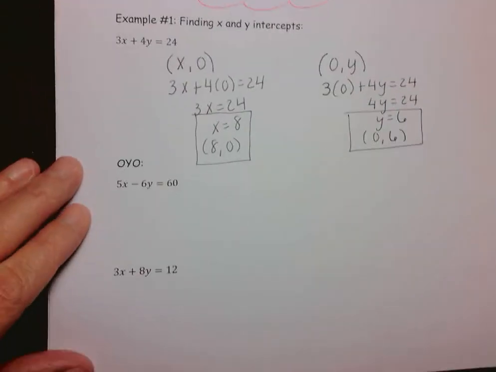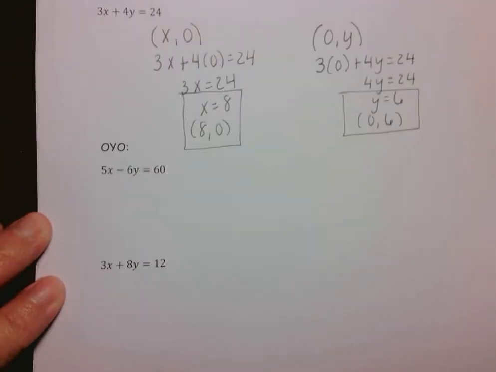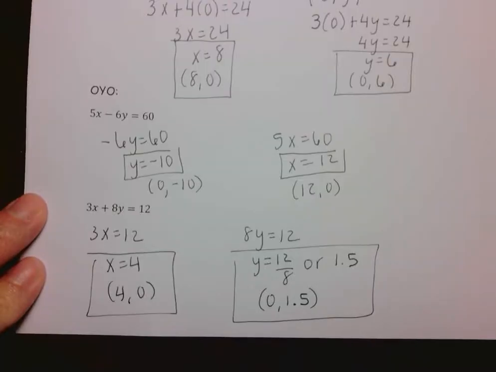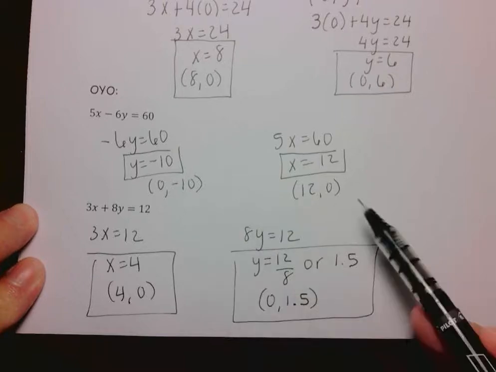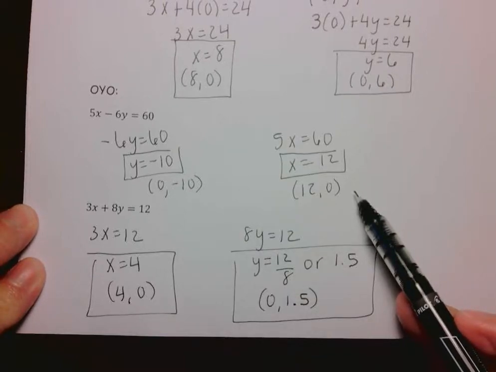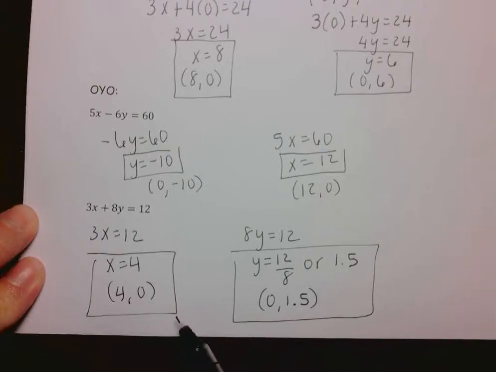So now go ahead and hit pause and find the x and y-intercepts for both of these problems. So here are the answers. The y-intercept here is at -10. When x is 0, y is -10. And the x-intercept is going to be at 12. When y is 0, x is 12. Here my x-intercept is going to be at 4, and my y-intercept is going to be at 1.5.